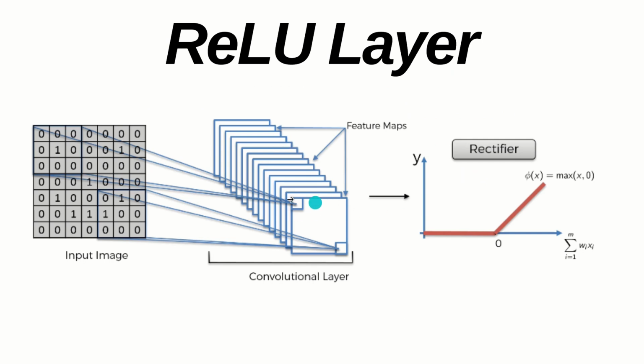So what is going on here? We have an input image and our convolutional layer, which we have already discussed. On top of that, we are going to apply the rectifier function. The reason we apply the rectifier is that we want to increase the non-linearity in our network. The rectifier acts as a function that breaks up this linearity.